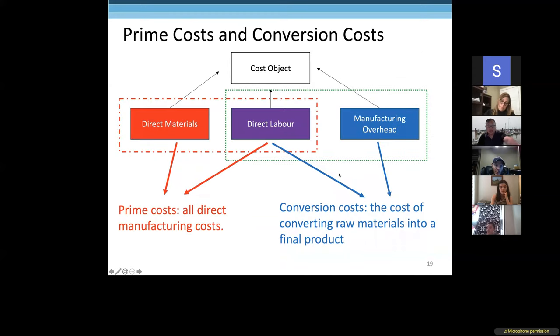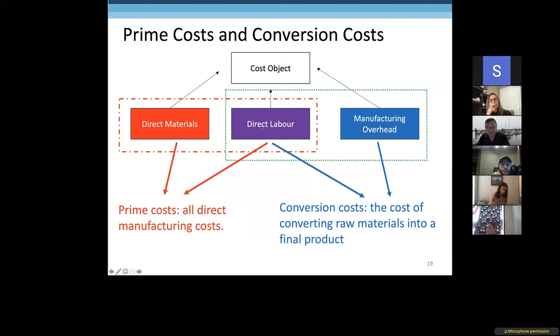So we are talking about the two concepts, prime cost, okay? So we know the three types of manufacturing cost, the direct material, direct labor. So these two together, we call them prime cost. So the prime cost has this word direct, okay? Direct material plus direct labor. This is the prime cost.